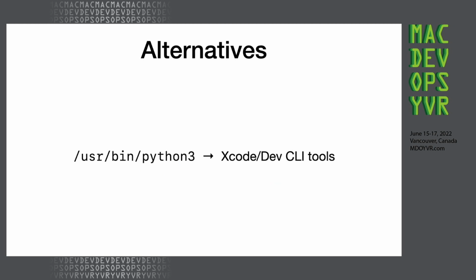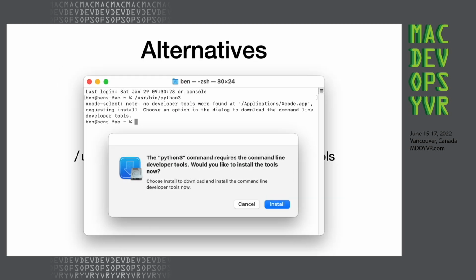So what are the alternatives? Well, Apple recommends using Python 3, and they're kind of implying to use /usr/bin/python3, which exists on the system, but it's just the shim that plugs into the Python 3 that comes with Xcode or the developer command line tools. That means if you try to run this on a system that doesn't have Xcode or the developer command line tools installed, you will get this dialog, which if you want to automate stuff in the background as a system administrator, is not a good thing.